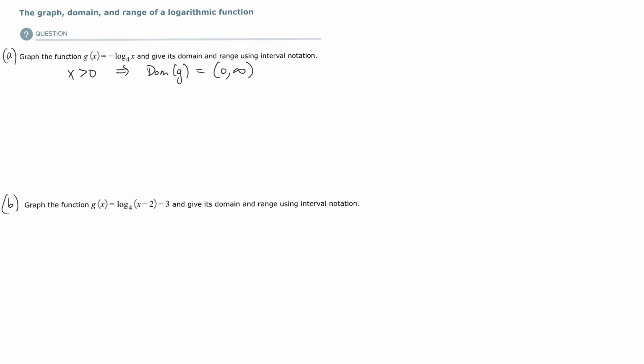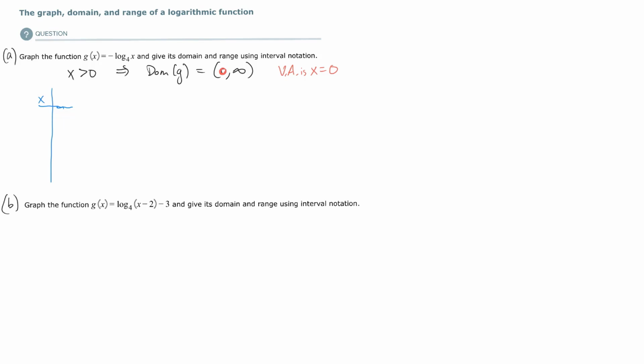Now, we need some ordered pairs. Actually, hang on. Because we got the domain, x is greater than 0, we also have the vertical asymptote. The vertical asymptote actually is the vertical line x equals 0. So we got the vertical asymptote. We're going to need that. Now we're ready to find some inputs and outputs.